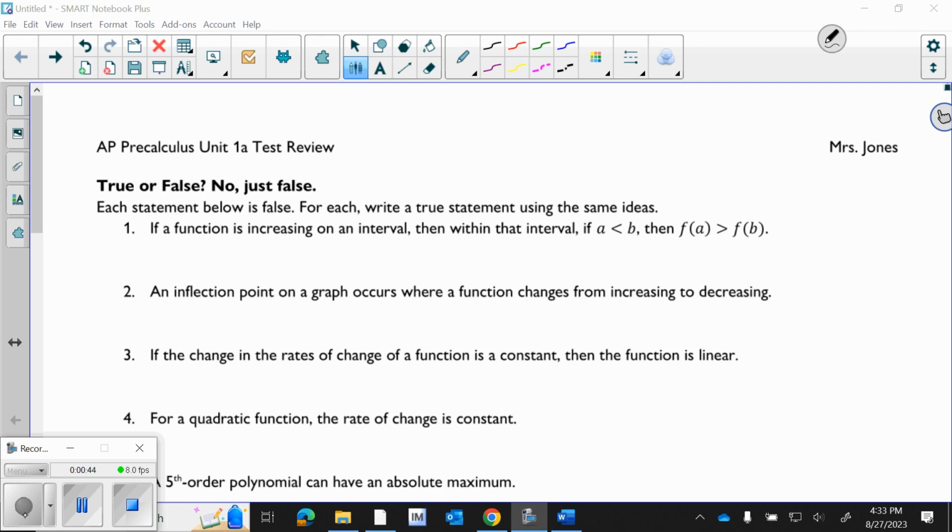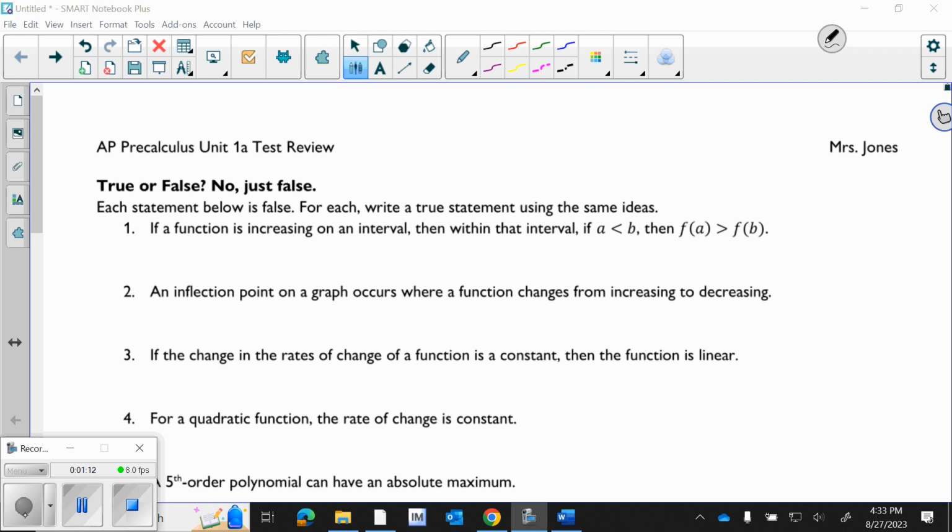So in number 1, if a function is increasing on an interval, then within that interval, if a is less than b, then f of a is greater than f of b. So we know it's false. Which part is false? If you said, then f of a is greater than f of b, you are correct. If it is increasing, then both parts should be doing the same exact thing.